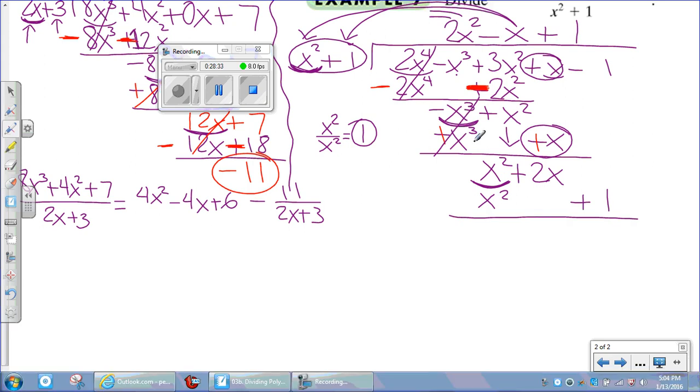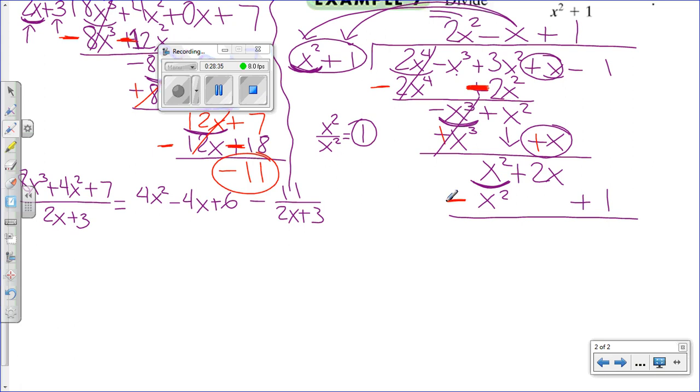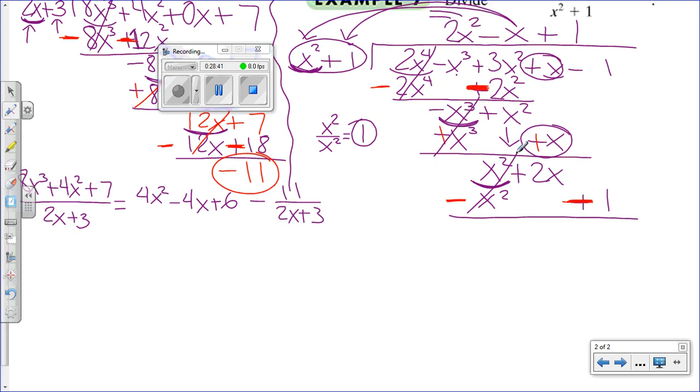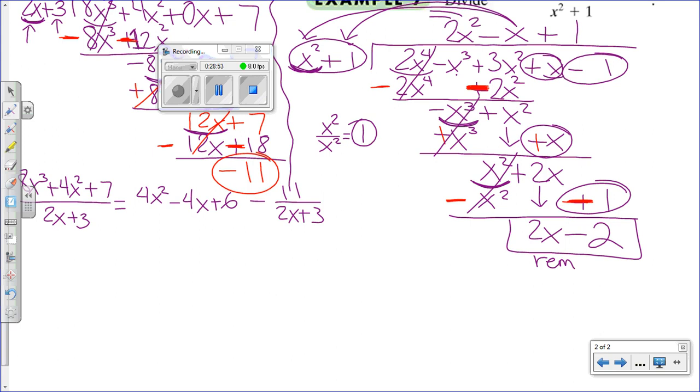Now we still need to subtract, so that turns into negative, and this is also negative. X squared minus x squared is 0. I'm going to bring this term down, 2x. And then here we have negative 1 minus 1, so that is negative 2. Now, what this means is that that term will be the remainder.